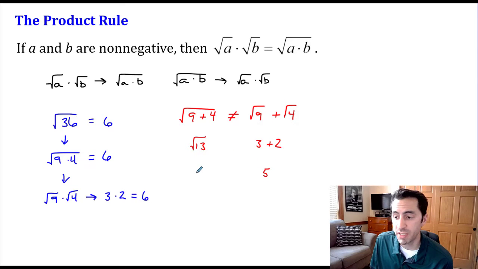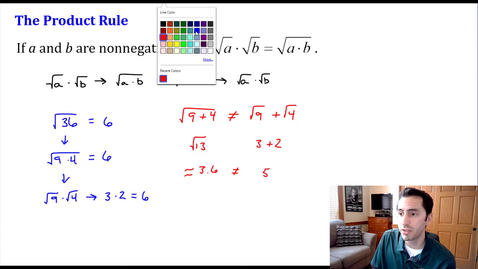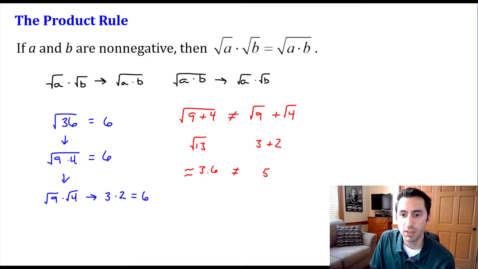The square root of 13 works out to be just about 3.6. And these two numbers are not the same. So this does not work with something like addition. It has to be multiplication in between. Okay, so now that we understand the product rule, let's use this in a couple examples.